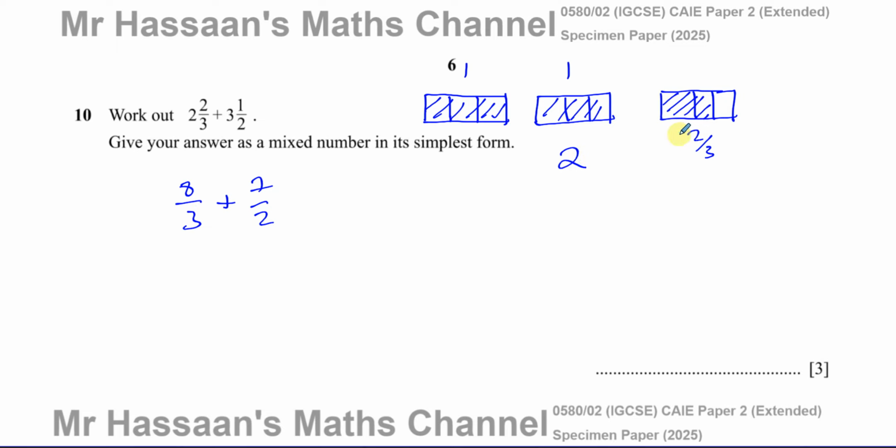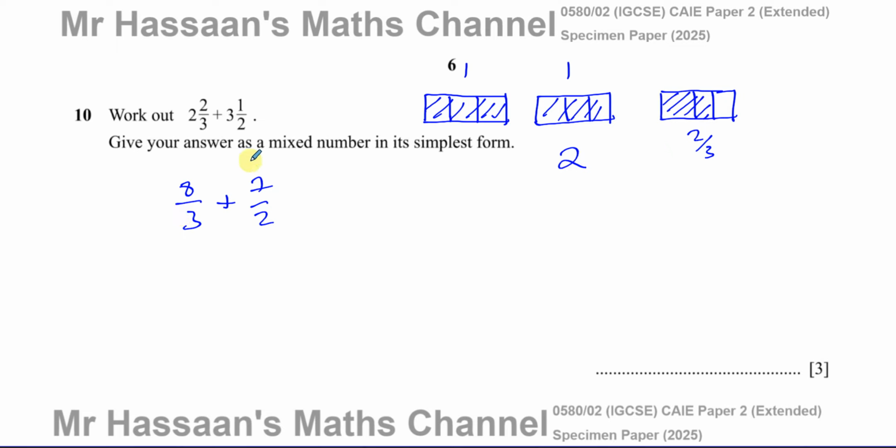And as you can see, this is 1, 2, 3, 4, 5, 6, 7, 8. This is the same as 8/3. 2 wholes and 2/3 together is the same as 8/3. So that's one way you could visualize how this becomes that, if you want.